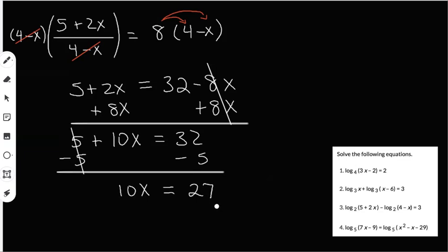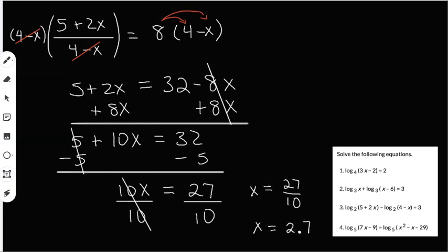And then I can divide both sides by 10. What that'll do is get rid of the 10s on the left side. So then my answer is going to be x equals 27 over 10. That would be the fraction, but if you wanted to write it as a decimal, you would just be dividing by 10, so it would be 2.7. So I'll put 27 over 10 inside the solution set.